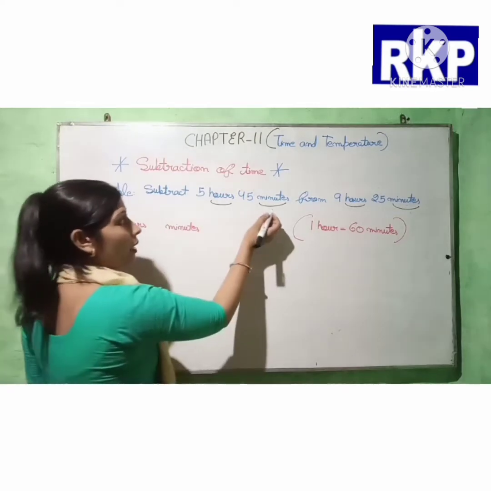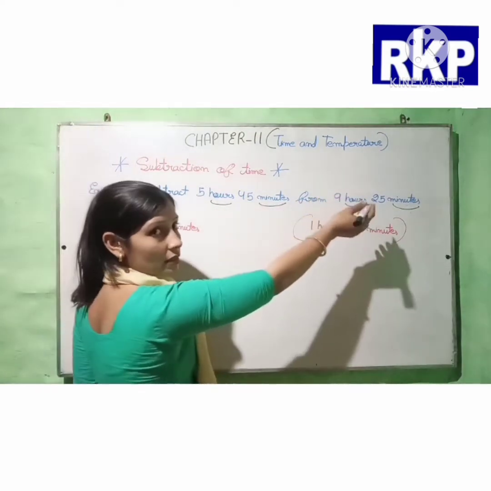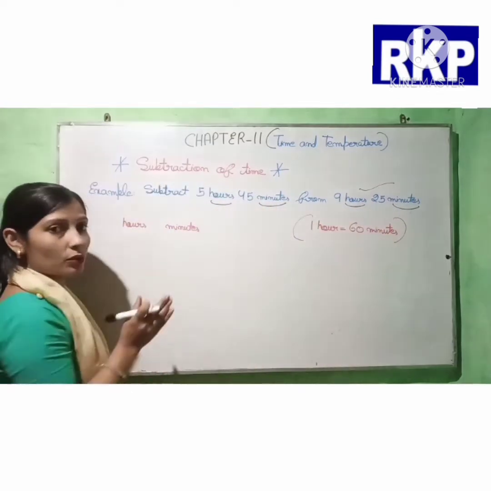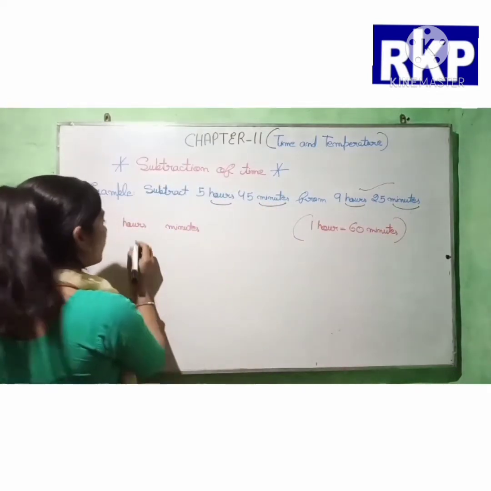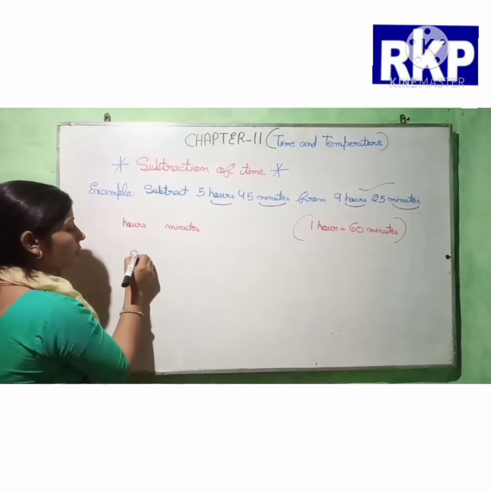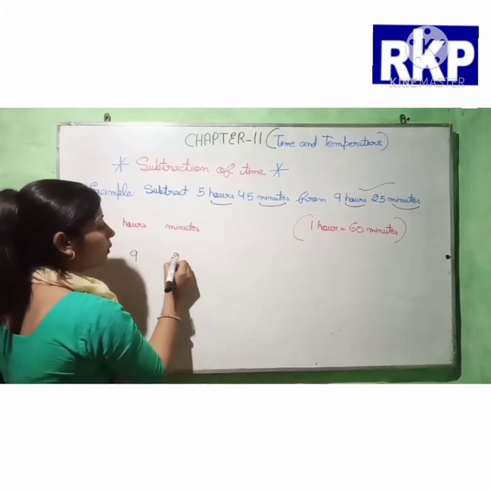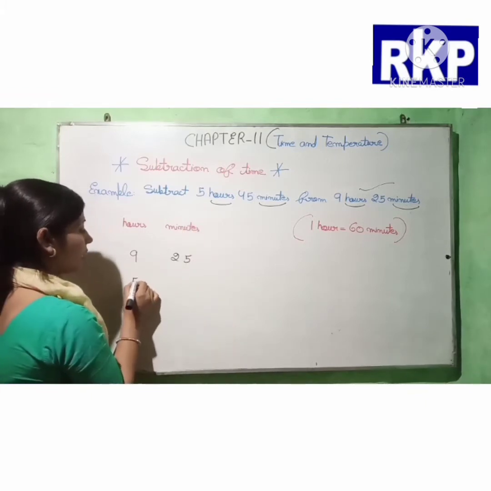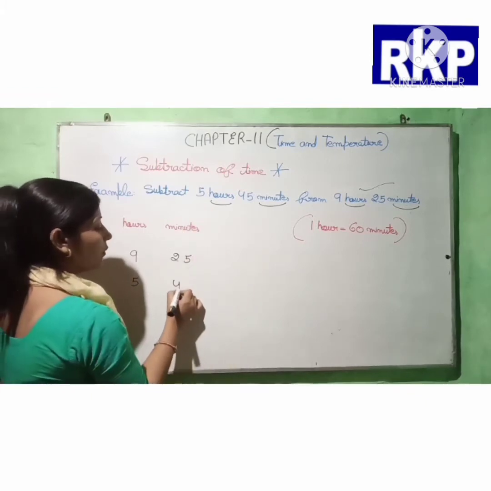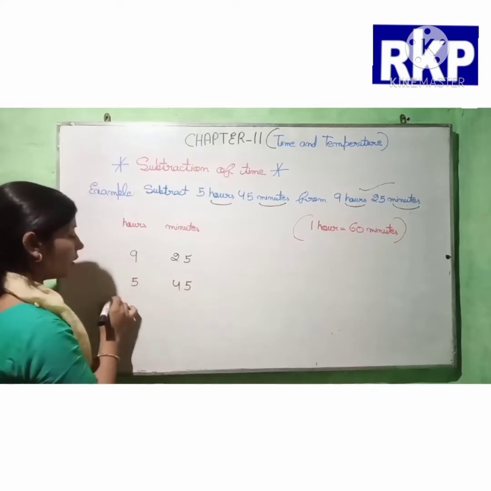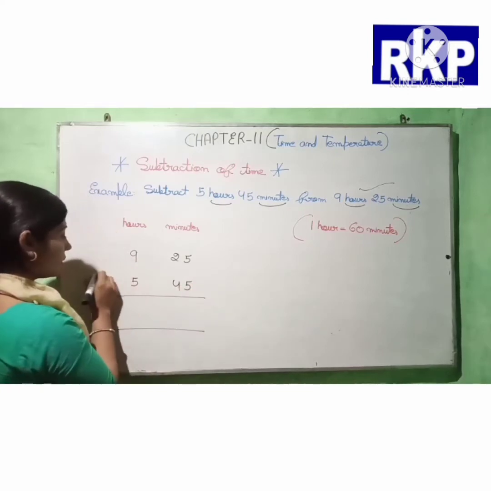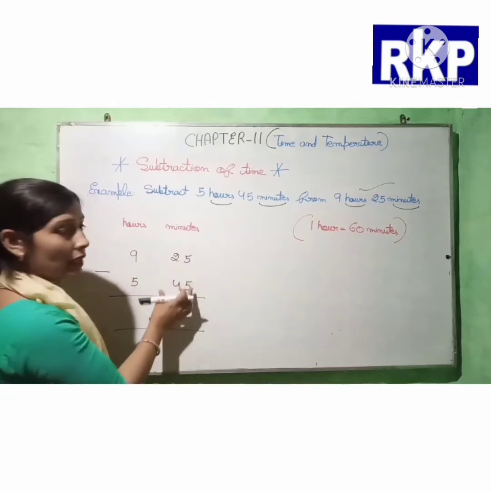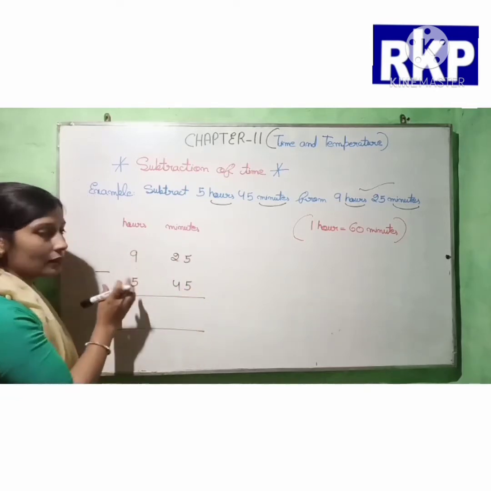And here we have to subtract this from this. So we have to write this on the upper side and this we have to write on the downside. So now beta, we have to write in this column 9 hours and here 25 minutes, and now we have to write 5 hours and 45 minutes, and now we have to subtract this from this. First of all we have to subtract minutes and then we have to subtract hours.